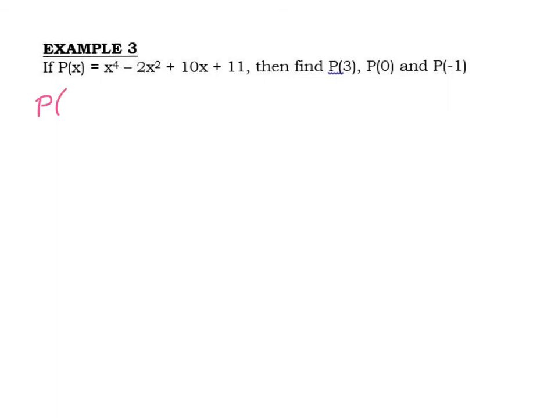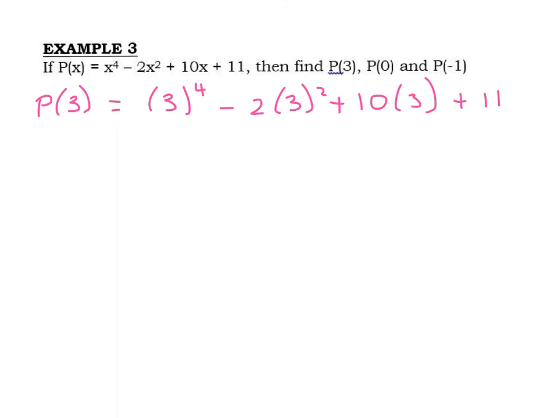So p of 3, and whatever's happening to the x is now going to happen to 3 in this case. So it's going to be 3 to the power of 4 minus 2 times 3 squared plus 10 times 3 plus 11. And if we expand that, 81 minus 18 plus 30 plus 11 to give us an answer of 104. So that's p of 3.